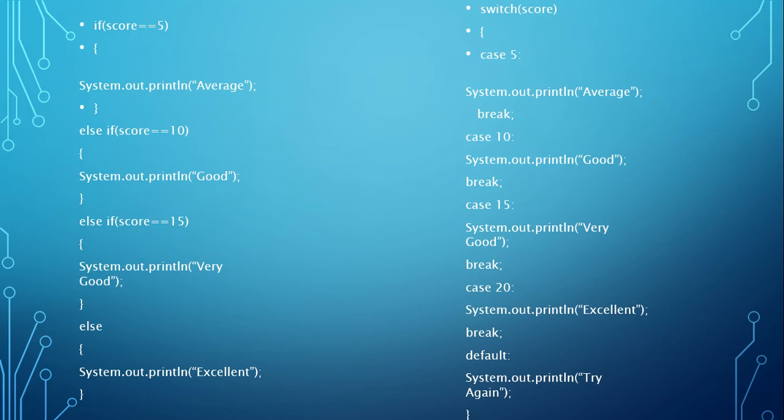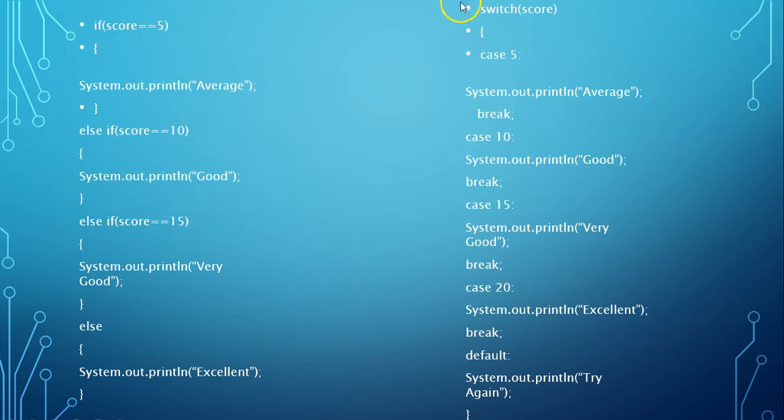So if his score is 5, you are printing his grade as average. Else, if his score is 10, you are printing his grade as good. Else, if his score is 15, you are printing his grade as very good. And lastly, if it is more than 15, you are printing his grade to be excellent.